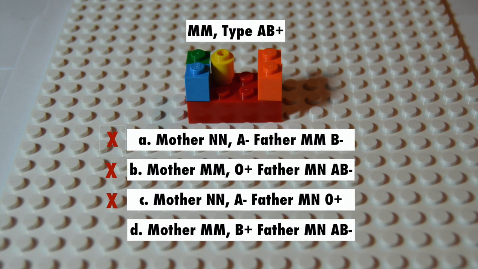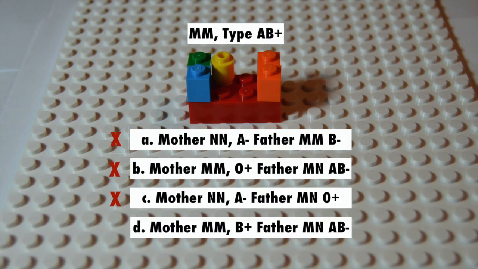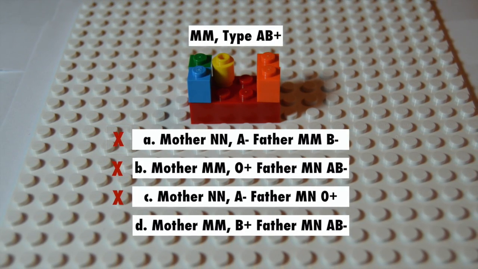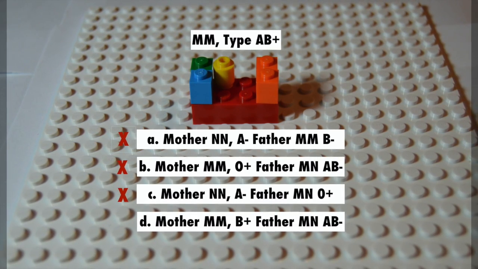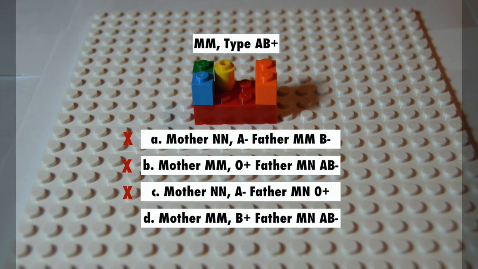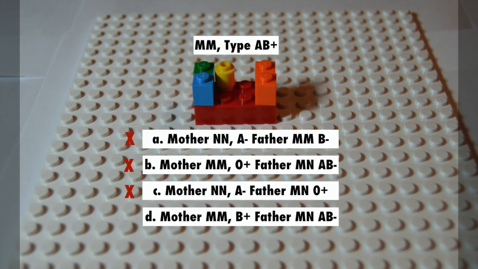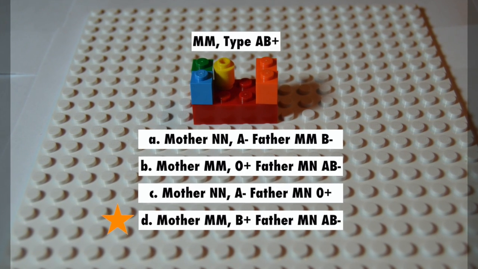Answer D is correct because the combination of genotypes MM from the mother and MN from the father results in a 50% chance of having an MM child. The combination of a type BO mother and a type AB father results in a 25% chance of having a type AB child. D is the only possible combination for this child.